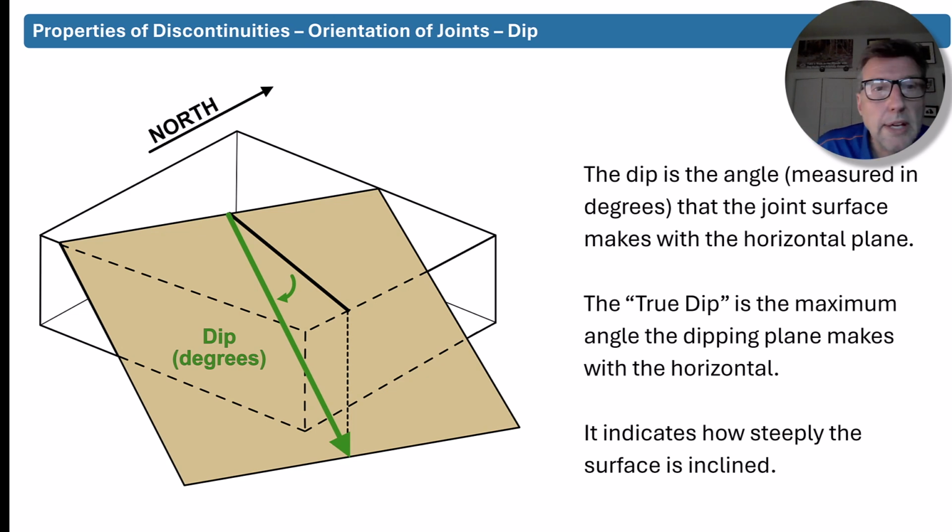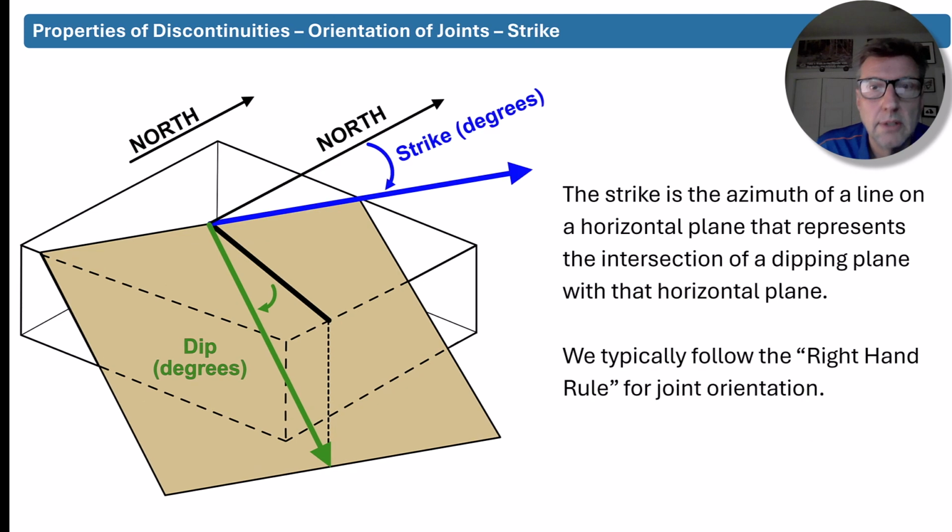Next, we can determine the strike. Let's draw a parallel line to the north arrow and place that on our block diagram. The horizontal angle between the north arrow and the intersection of the dipping plane with the horizontal surface is known as the strike. The strike varies between 0 and 360 degrees.